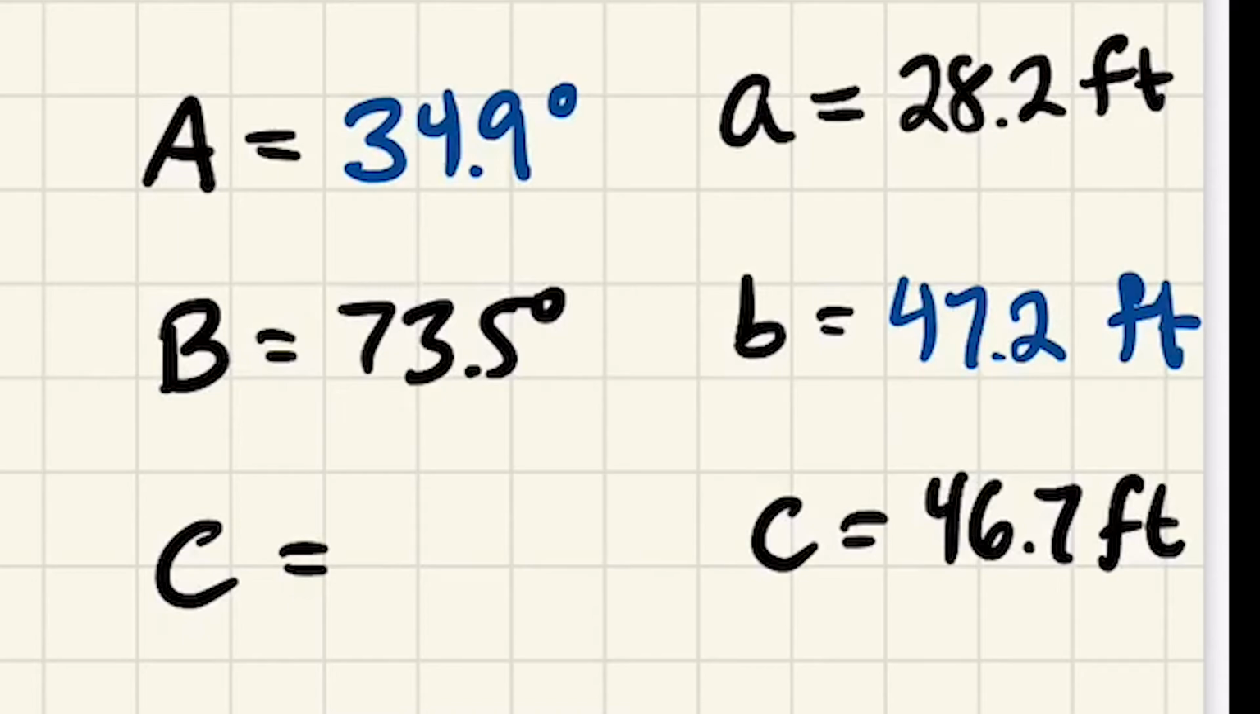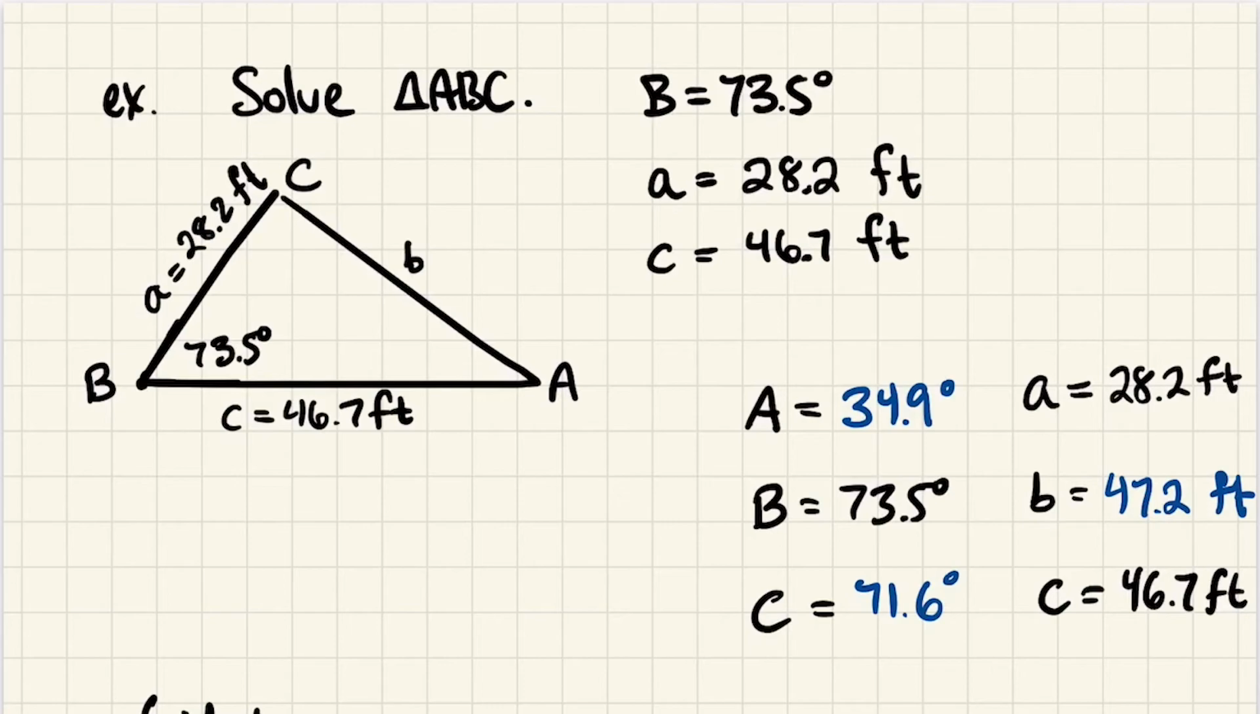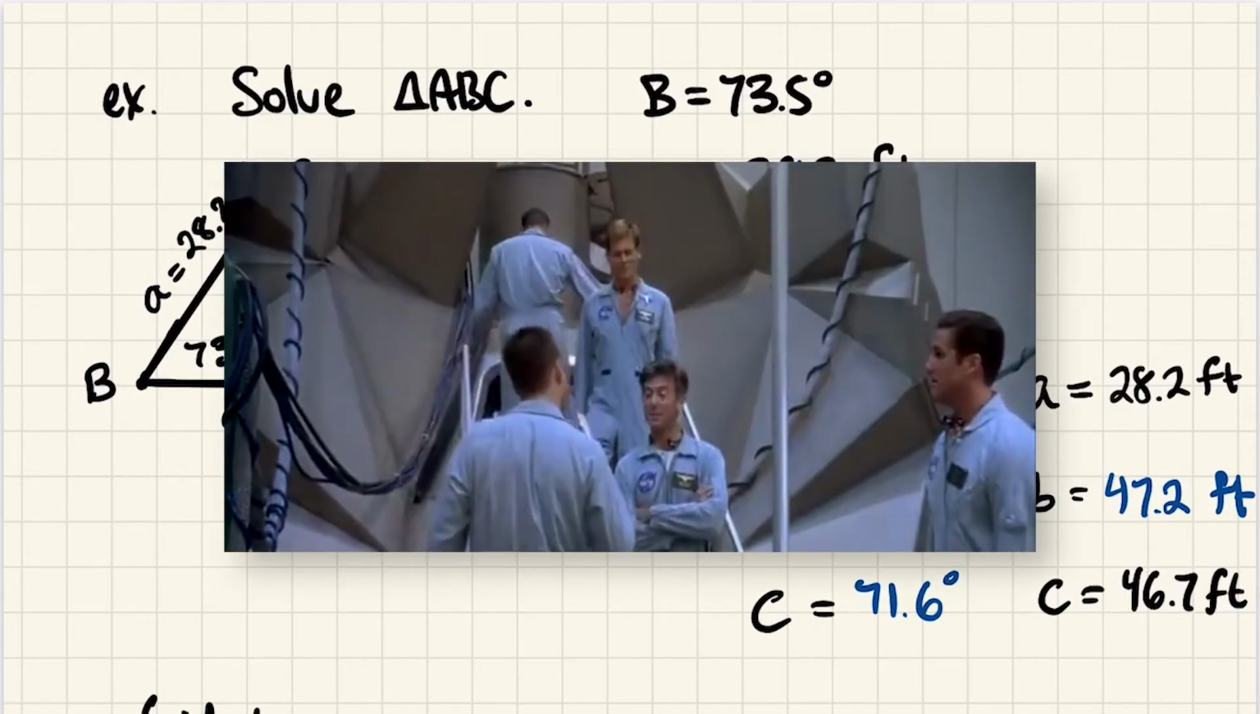Okay. And now we can find capital C simply by going 180 minus 73.5 minus 34.9475. And I get capital C is 71.5525, which is 71.6 degrees. And there we are. That triangle is solved. Yeah, baby.